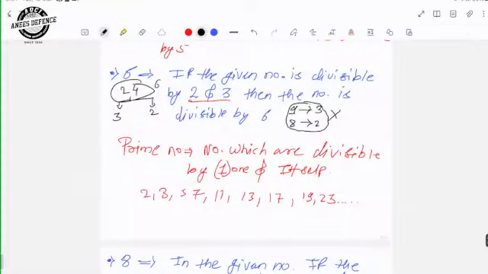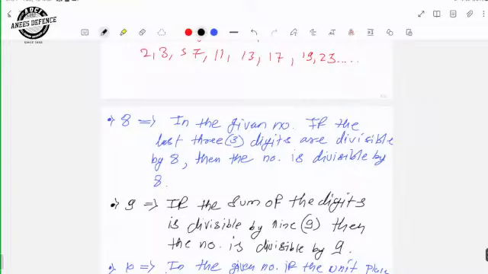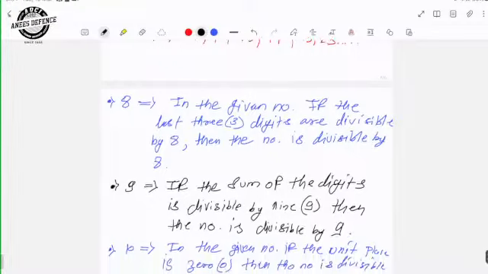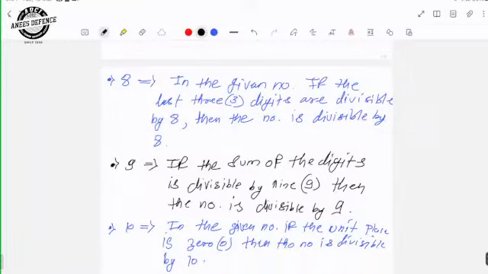Now next we have seen prime numbers. What are prime numbers? Those which are divisible by 1 and itself are known as prime numbers. Then from 6 we have come to 8. What is the divisibility test? If the last three digits of the given number are divisible by 8, then the number is divisible by 8. And for 9, it is the same as the third one. The sum should be divisible by 9. When your sum is divisible by 9, then the number is divisible by 9.